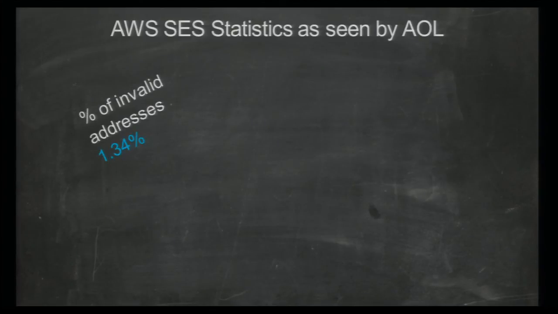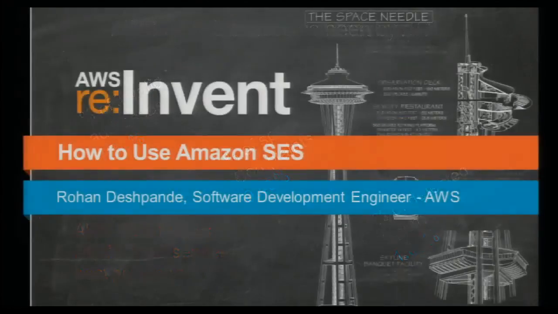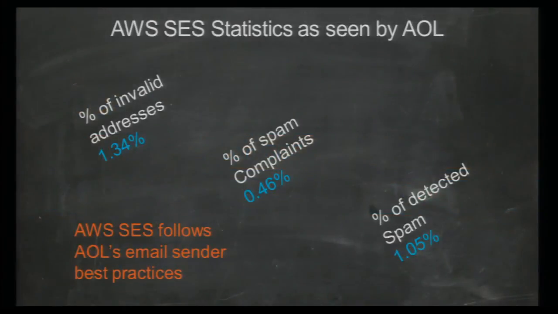So we also took a look at some statistics from SES as they send to AOL.com addresses. I'm happy to report these are generally very low compared to other senders in the industry in general. A very low number of invalid addresses. A very low number of spam complaints, and also detected spam. And generally, we think this is because AWS follows those recommended best practices that I just stepped you through.